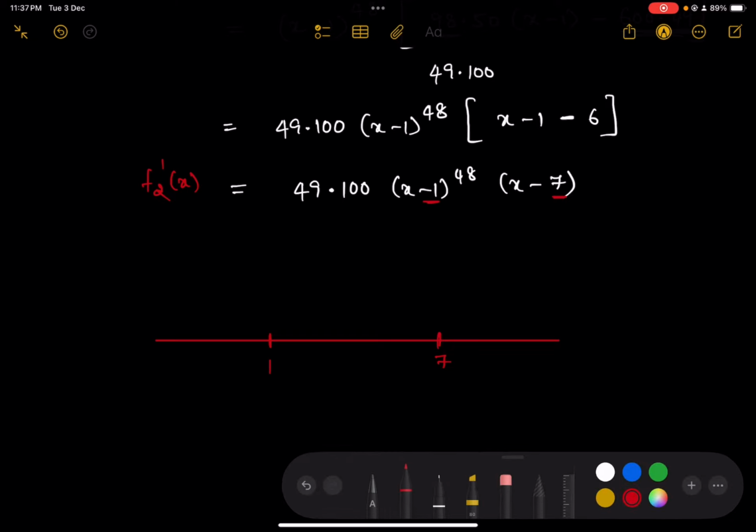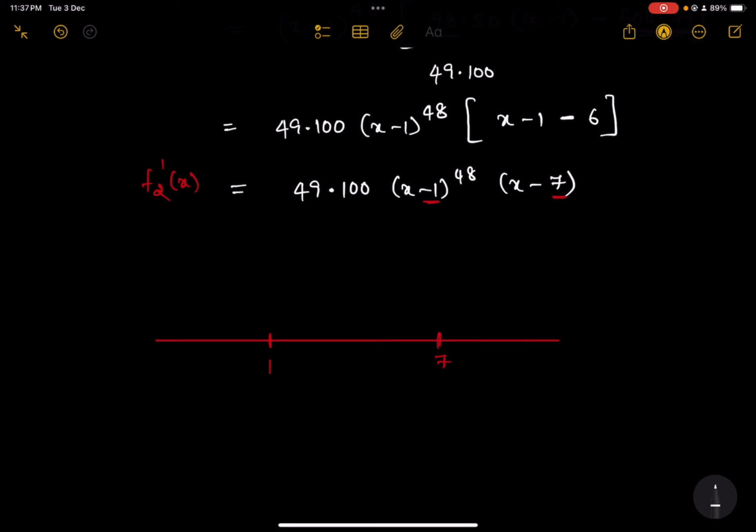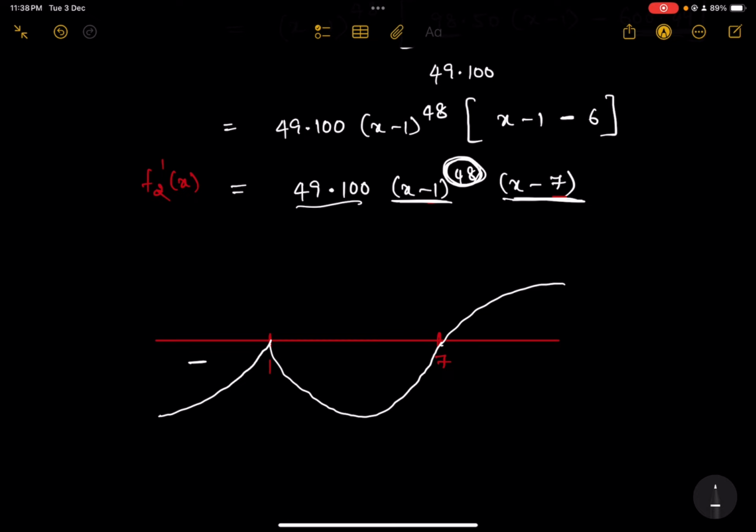So if you put the value x less than 1, this will be positive but this will be negative. So our wave starts here, and x lies between, so it hits 1, but 1 has the even power, so the sign will not change. So it will come like this, and it hits 7 now, but 7 has odd power, so sign will change. So it went from minus to plus.